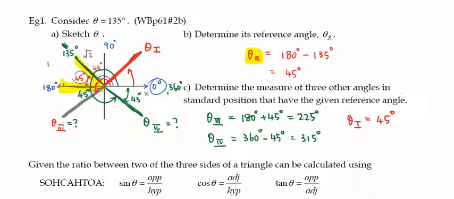And once we understand how different angles will give us the same reference angle, we can now use SOHCAHTOA to solve these triangles without using a calculator. We'll be using the special triangles to solve different things.